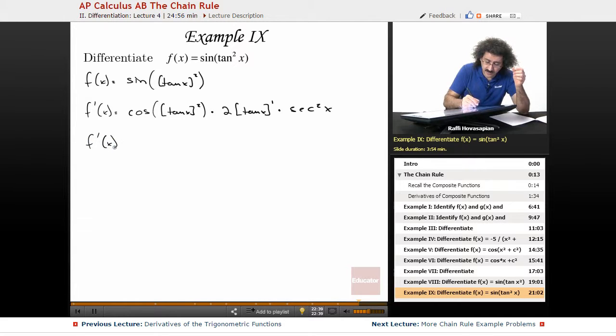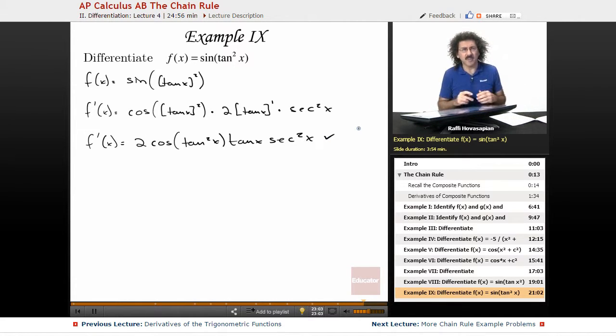So my final answer, if I were to put it together, I can leave it like this. I can bring the 2 to the front, I guess. 2 times the cosine of tan squared x times tan x times secant squared x. I hope that makes sense.